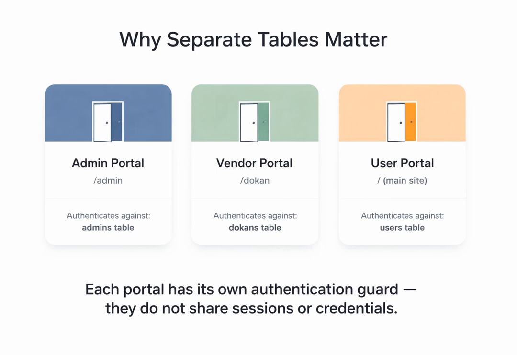The reason for having 3 separate tables is security and role separation. Each type of user, admin, vendor, and regular user, has their own dedicated login portal and their own authentication guard in Laravel. This means an admin's credentials cannot be used to log in as a vendor, and a vendor's credentials cannot be used on the main user-facing site. Each portal is completely isolated. This is a clean and secure architecture that ensures the right people have access to the right parts of the system.